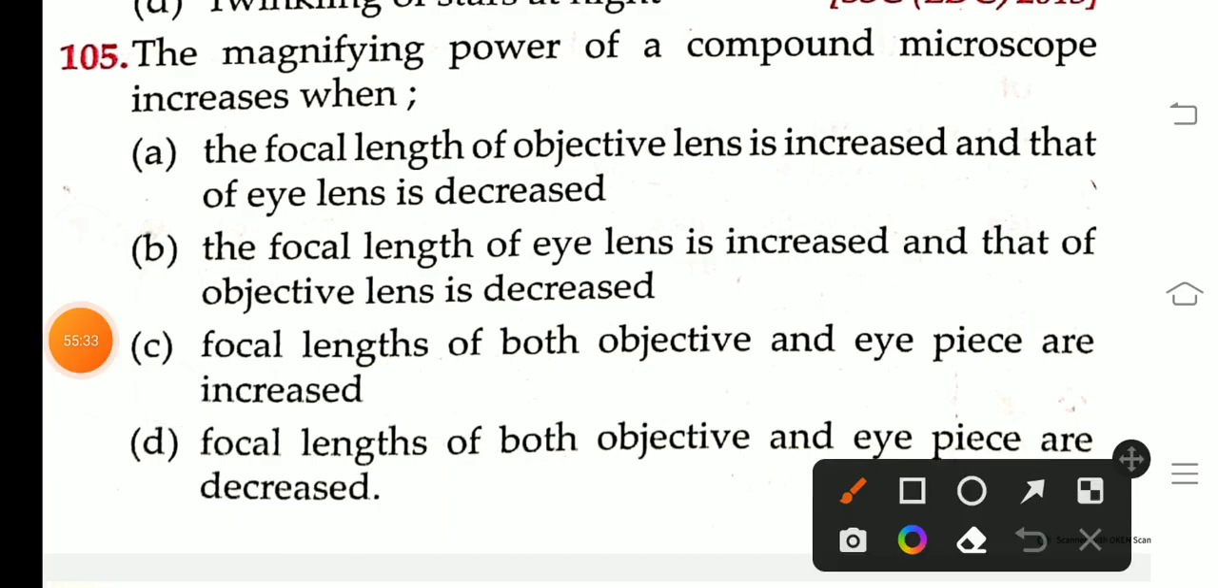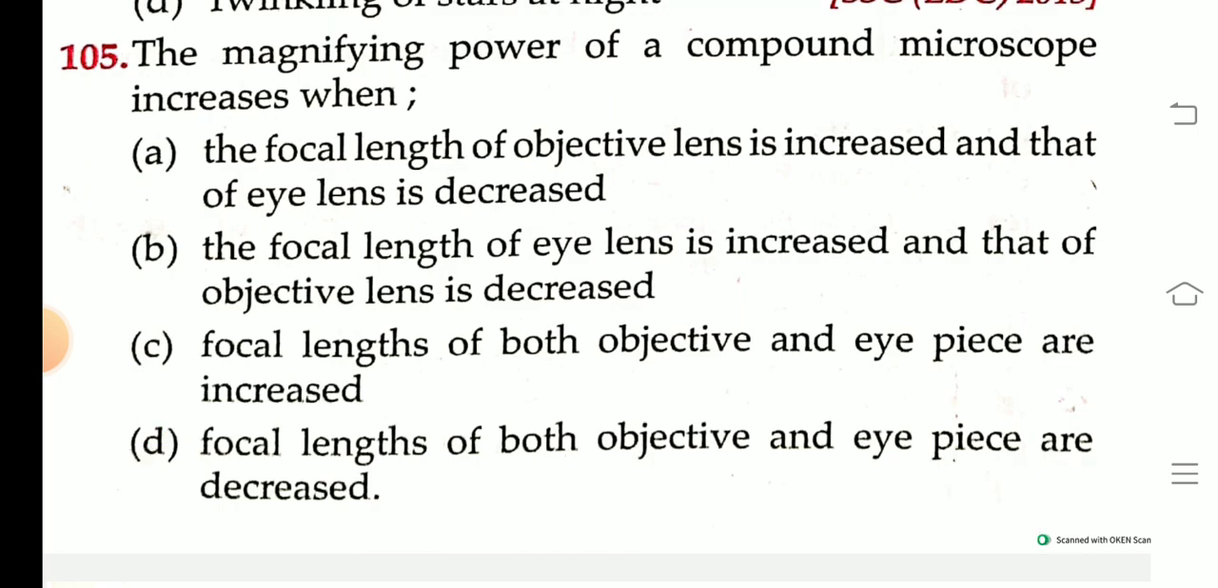Next, the magnifying power of a compound microscope increases when. Right answer will be option D. Focal lengths of both objective and eyepiece are decreased.